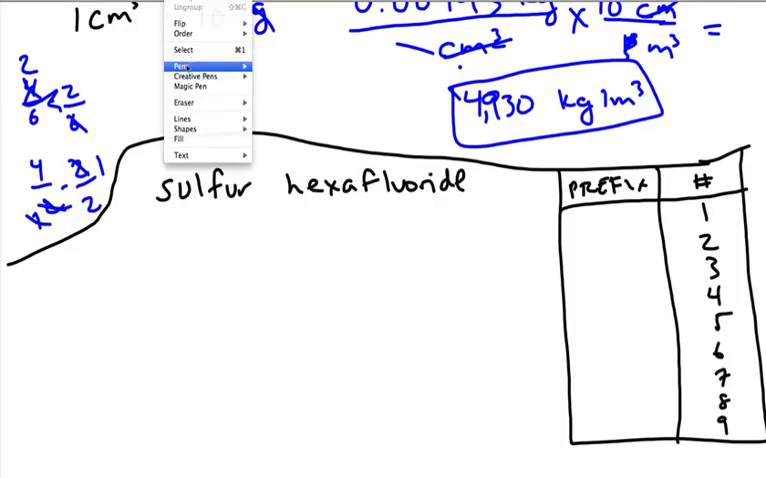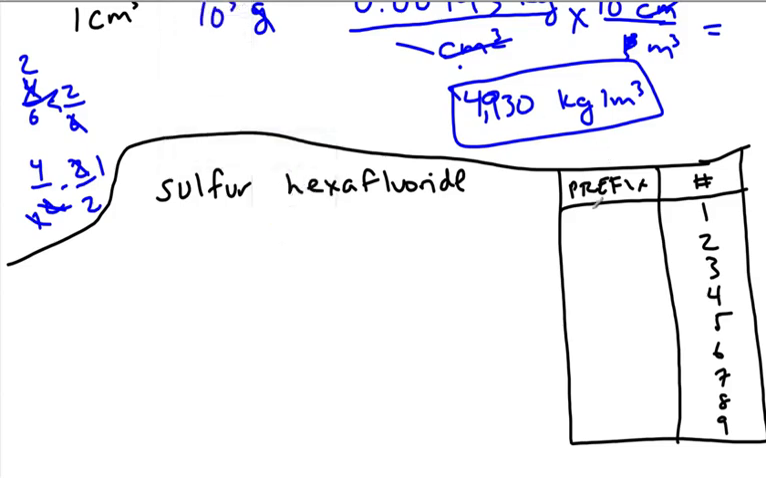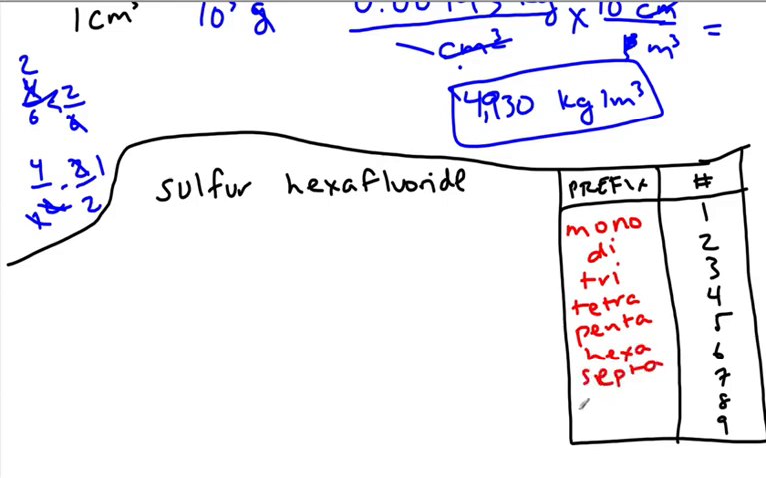Now, let's see if you can name these with me. Mono, di, tri, tetra, penta, hexa, septa or hepta, octa, nona, and then 10, listen down here, is also deca. If you don't know these, you might want to study them because they are very important.